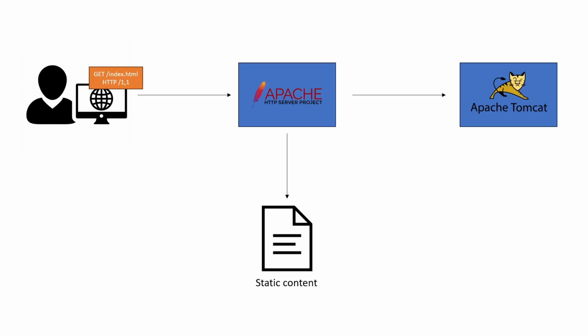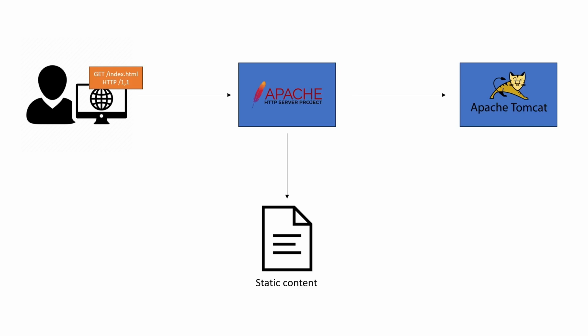Hi guys, in today's video I'm going to show you how to set up Apache with Tomcat. Using Apache HTTP server as frontend and Tomcat as backend is a very common architecture for deploying Java-based web applications. In fact, with these setups, we combine the strengths of both servers for better performance, security and scalability.